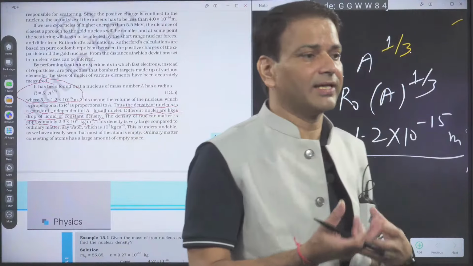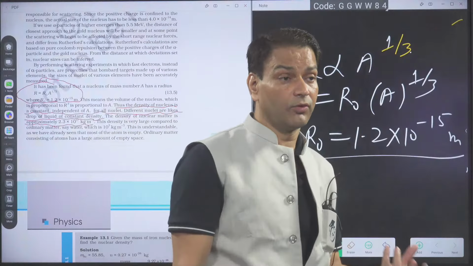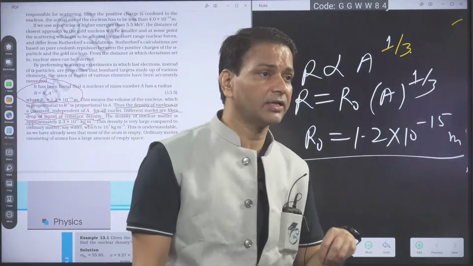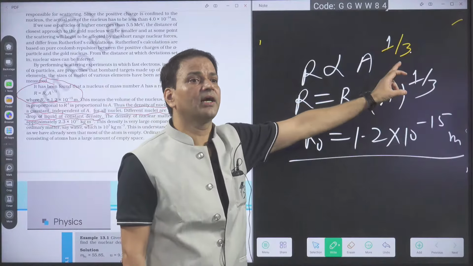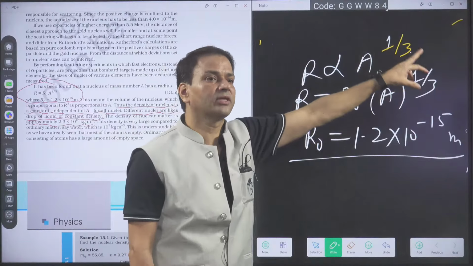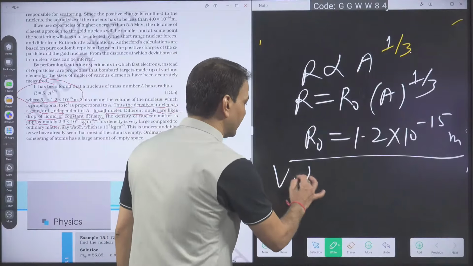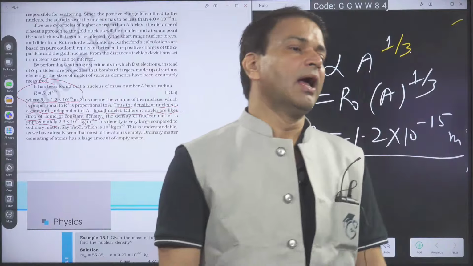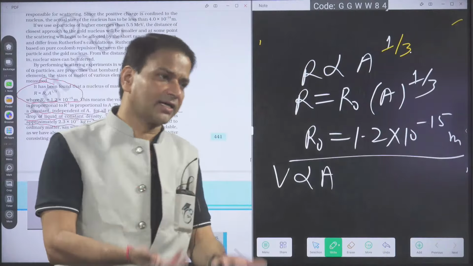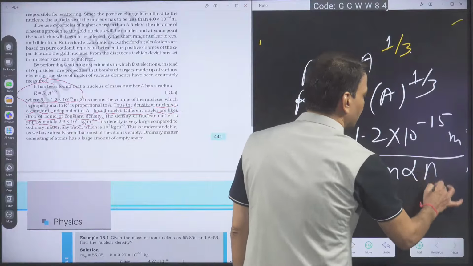Now, if I am asking what is the volume of the nucleus, we are considering it like a sphere. So the volume of the nucleus is 4/3 pi r cube. When you take the r cube, you will get A, because 1 by 3 power 3. So volume is directly proportional to A. The volume of the nucleus is directly proportional to the mass number. The mass of the nucleus is also directly proportional to the mass number.